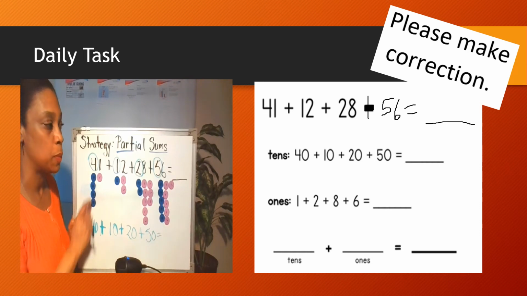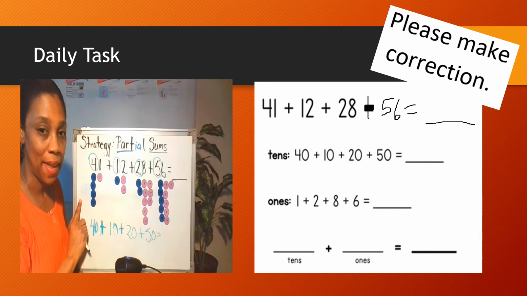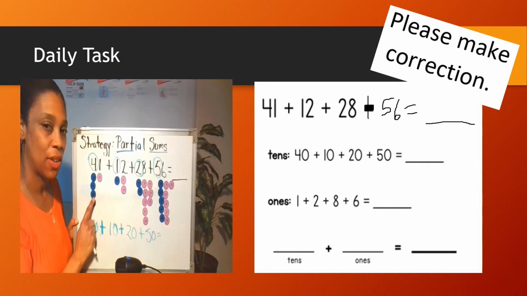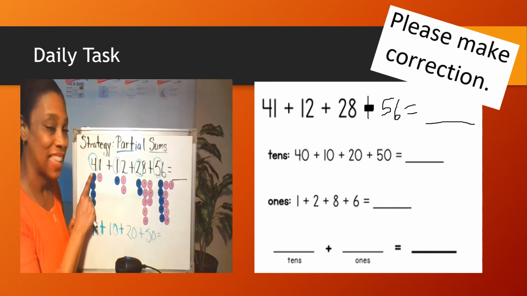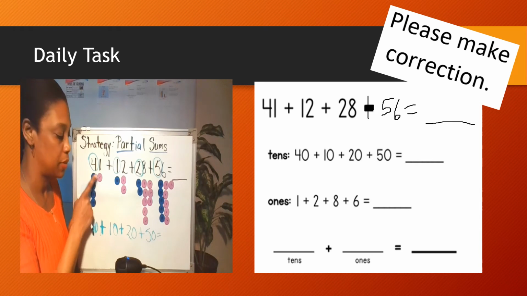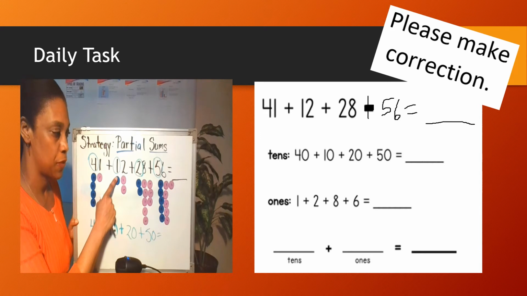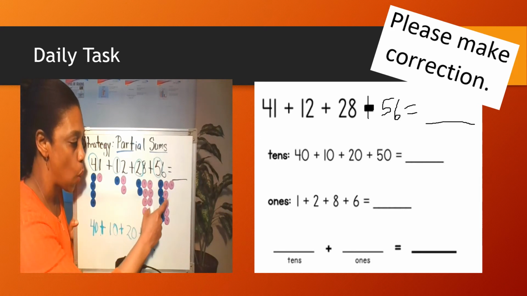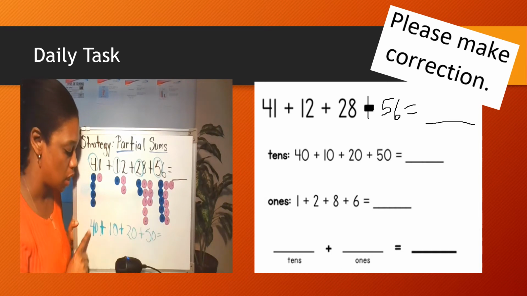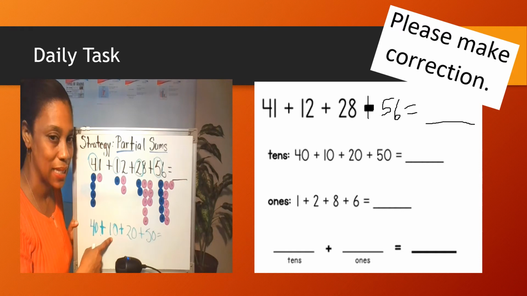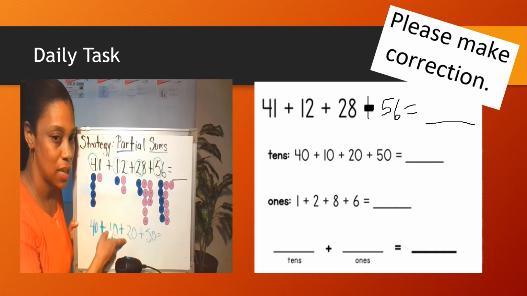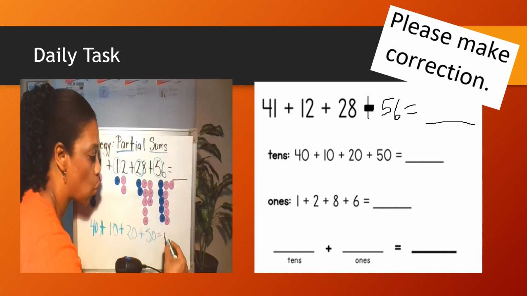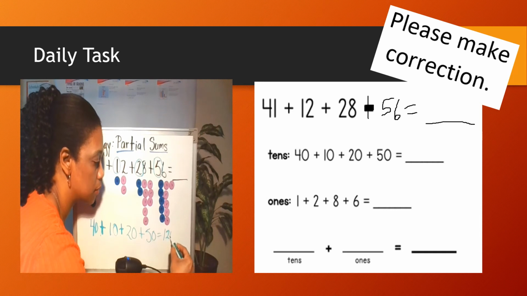Now I've split apart my tens, I can add them all up. So let's count our chips to do that. Let's count by tens, starting together. 10, 20, 30, 40, 50, 60, 70, 80, 90, 100, 110, 120. So 40 plus 10 plus 20 plus 50 equals 120.